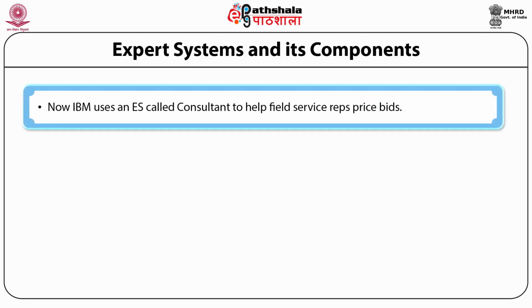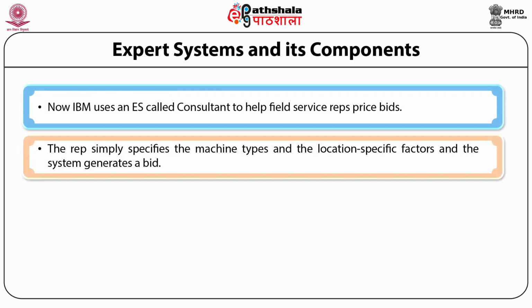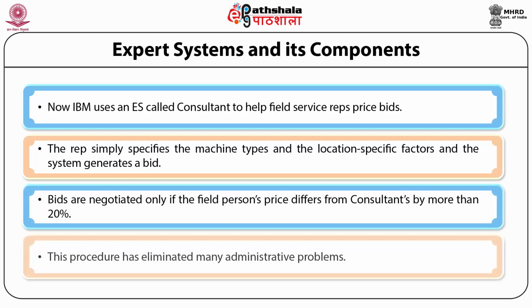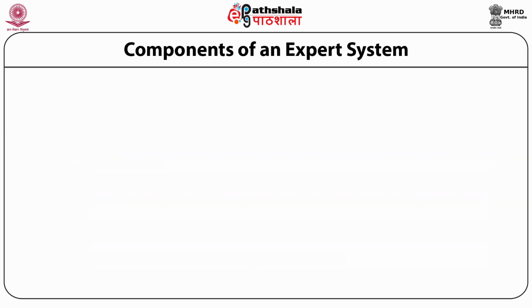Now IBM uses an expert system called Consultant to help field service reps price bids. The representative simply specifies the machine types and the location-specific factors, and the system generates a bid. Bids are negotiated only if the field person's price differs from the Consultant's by more than 20%. This procedure has eliminated many administrative problems.